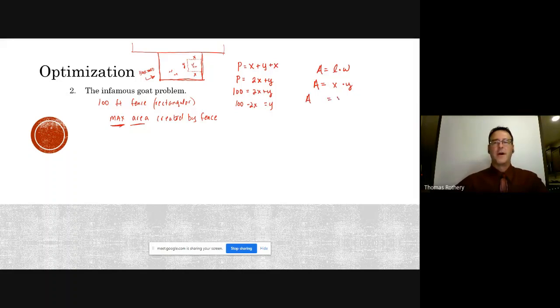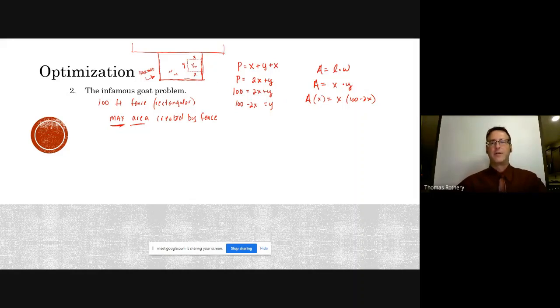Okay, so my x would be there, y is replaced with 100 minus 2x, and notice that this is not a times sign, that's just a representation of a function, and so I'll say A of x is equal to x times 100 minus 2x. Okay, and so you can figure out the maximum area based off the dimension of this side here of x.